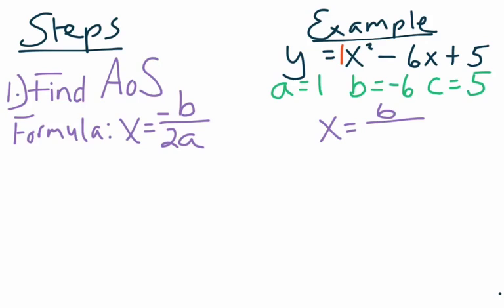And that goes back to maybe the first class or the second class of the year where I introduced the vocabulary word, the opposite of. So the opposite of b, the opposite of -6 is +6 over 2 times a. And then we want to be careful about our order of operations. So we're going to do 2 times 1 first, which is going to give us 2. And 6 divided by 2 is 3. So the axis of symmetry is x equals 3.